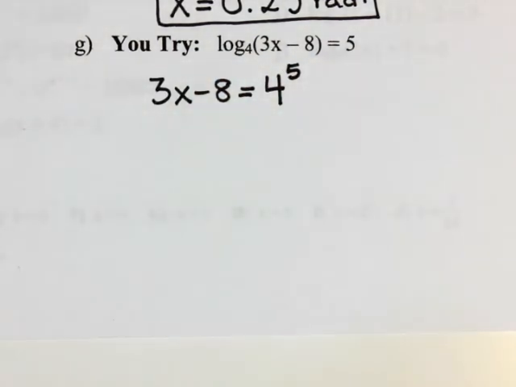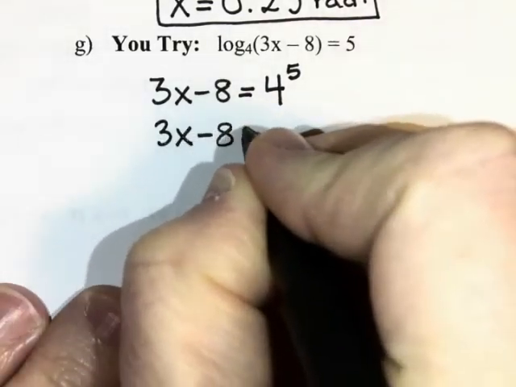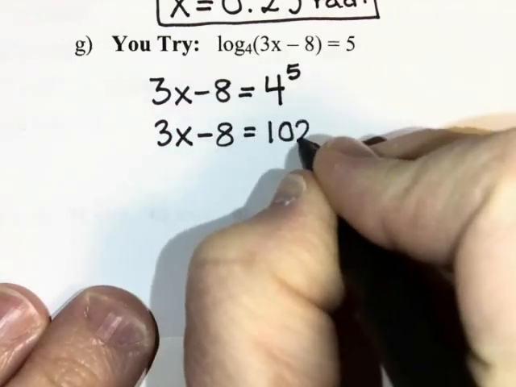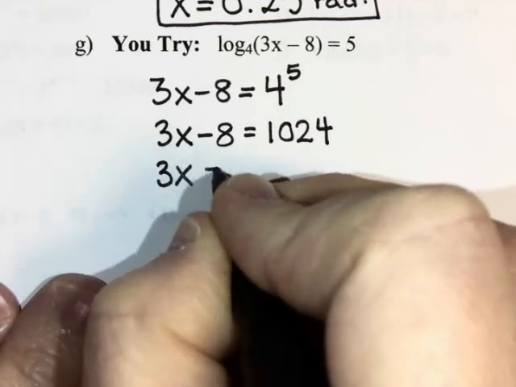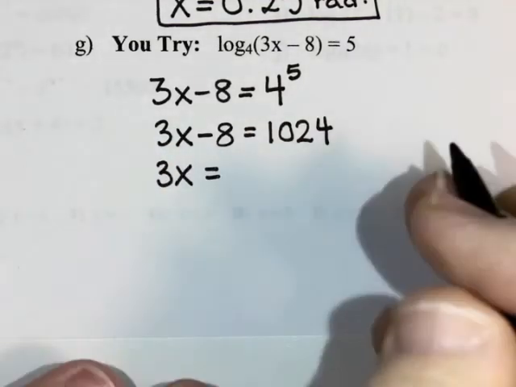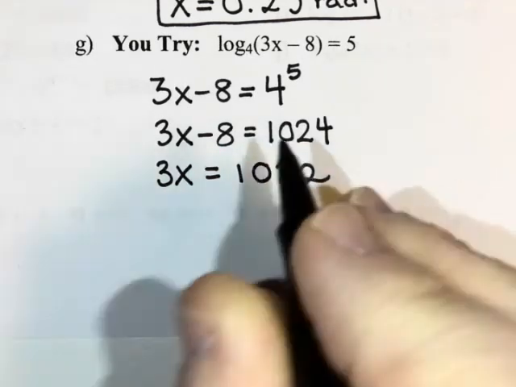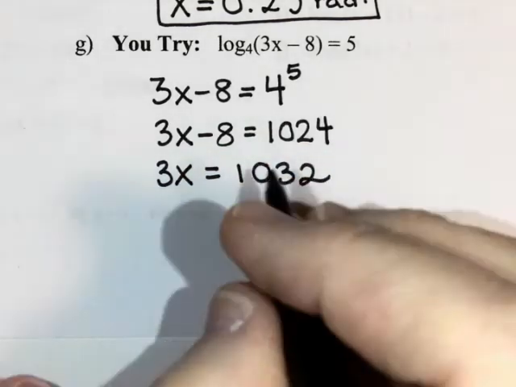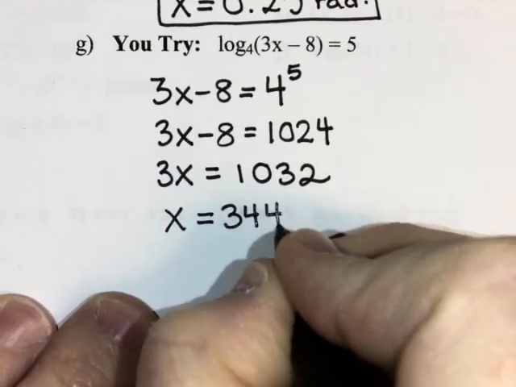4 to the power of 5, according to my calculator, is 1,024. I could also have used my power sheet. And then I would add 8. That is 1,032. And then divide by 3 to get that x equals 344.